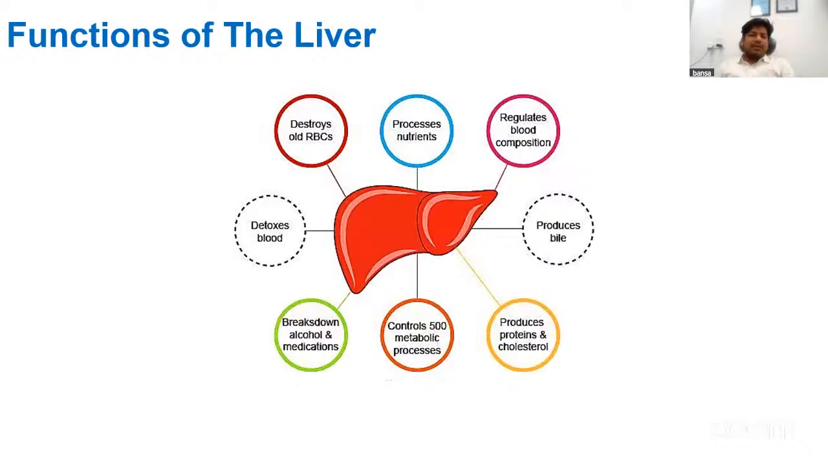Now the second thing: what is the function of the liver? The liver has different types of functions. It destroys old RBCs so new RBCs are formed. It processes nutrients, regulates blood composition, produces bile, produces protein and cholesterol, controls 500 metabolic processes, and it breaks down multiple toxins like alcohol and medicines which we are consuming, and detoxifies blood also.